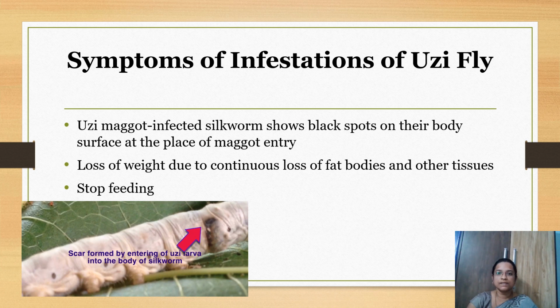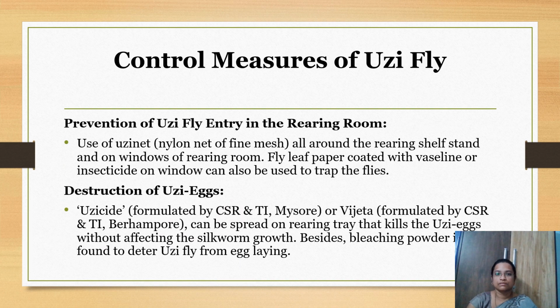The silkworms infected with the uzi fly can be identified by the following symptoms. The first thing is that they show black spots on their body at the surface of the place of maggot entry, and also there is weight loss due to continuous loss of fat bodies and other tissues, and finally the larvae stop feeding and eventually it leads to the death of the organism.